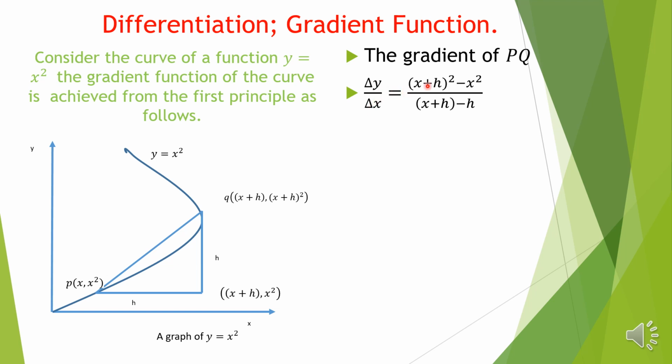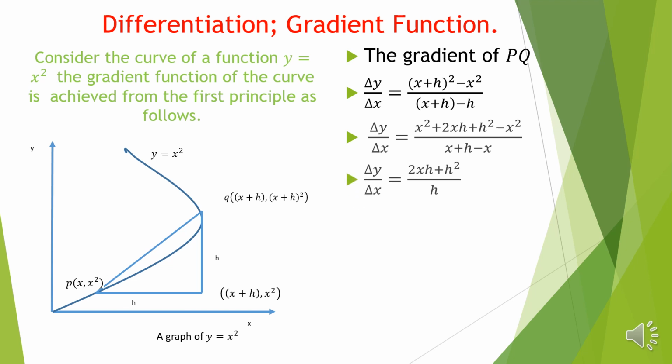For this case, we take change in y as x plus h squared minus x squared. And change in x, of course, is going to be x plus h minus x. Now from there, we will simplify by expanding here. If we expand, we end up with x squared plus 2xh plus h squared minus x squared, over x plus h minus x.